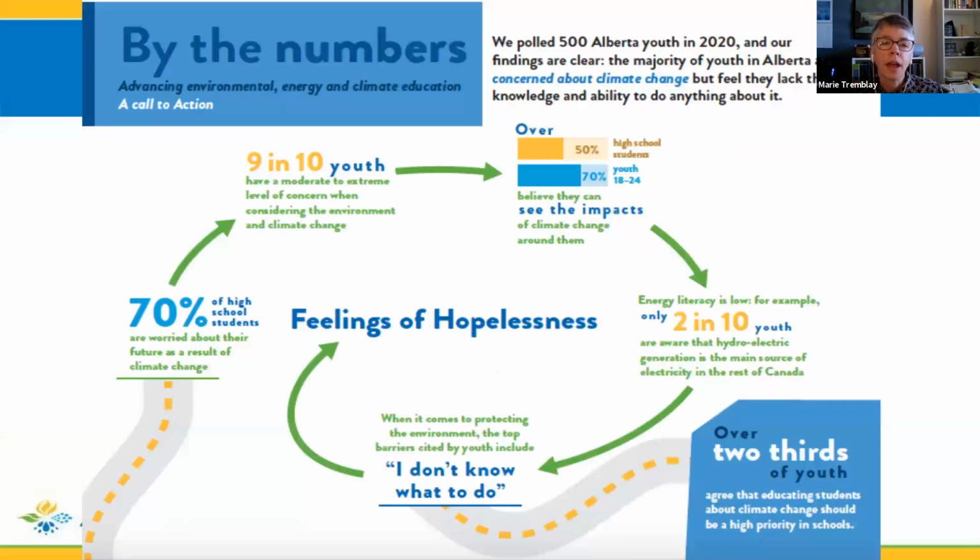Closer to home, we conducted a survey last year involving 500 youth aged 15 to 24 right here in Alberta, and we found that 9 out of 10 youth have a moderate to extreme level of concern when it comes to the environment and climate change. And we also found that 70% of high school students were worried about their future as a result specifically of climate change. And so what this study showed is that students also understand that our relationship with the earth is broken, and they want to know how we can fix it.